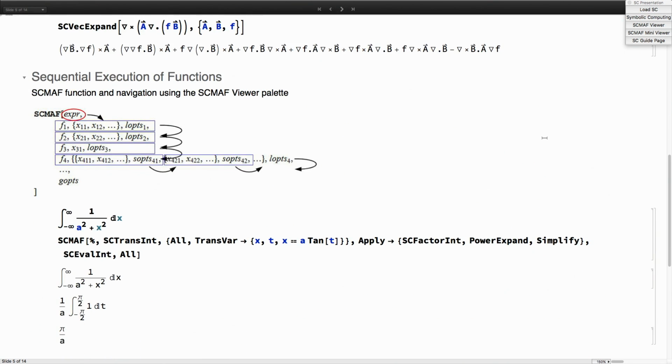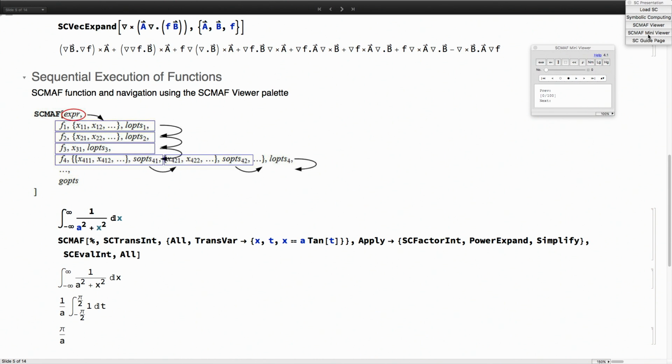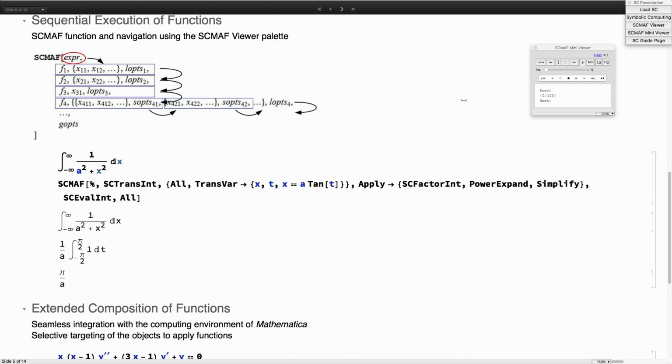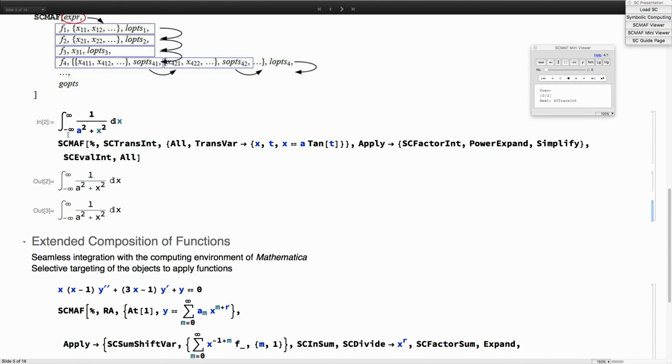Sequential execution of functions: the SCMA function does this, and we can do navigation using the SCMA viewer palette, which is this. By the way, this is the palette for controlling the execution of the functions in the SCMA. Here we have an integral and a transformation. This is a function for transformation of integral, and the transformation specifies the old and the new variable, and x is tangent t.